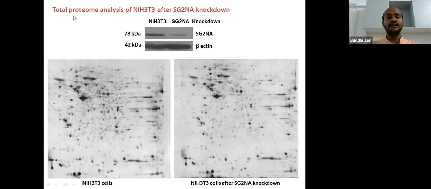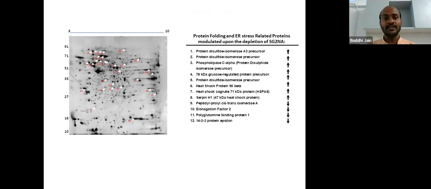And after that, we did the total proteome analysis, meaning we analyzed the total proteins, what are the proteins that get modulated upon SG2NA depletion or knockdown. For that, we did 2-dimensional gel electrophoresis followed by MALDI analysis. In these experiments, we found that upon depletion of SG2NA, 110 proteins get modulated, 55 get upregulated, and 55 get downregulated.